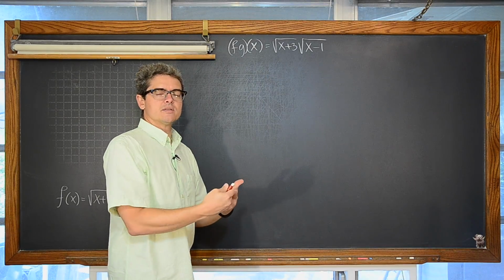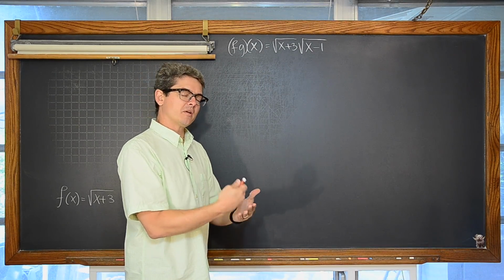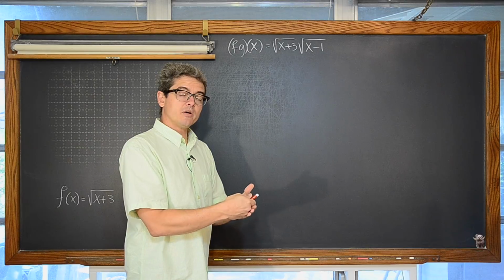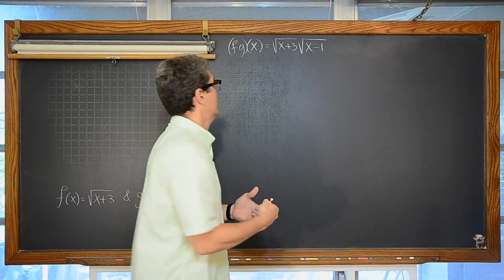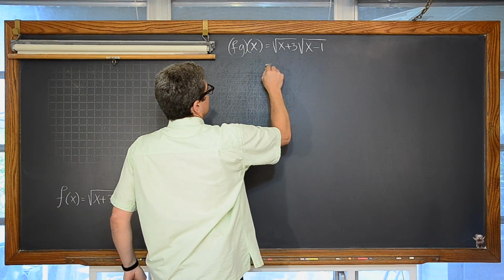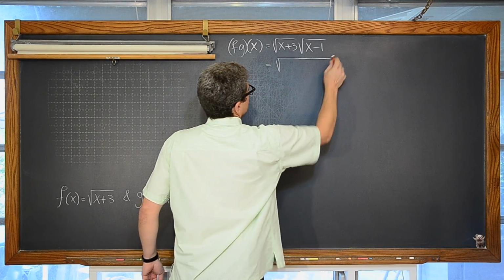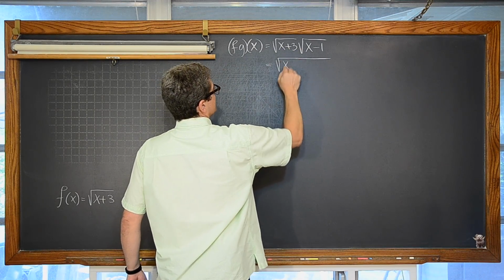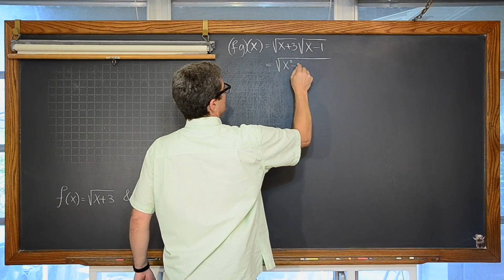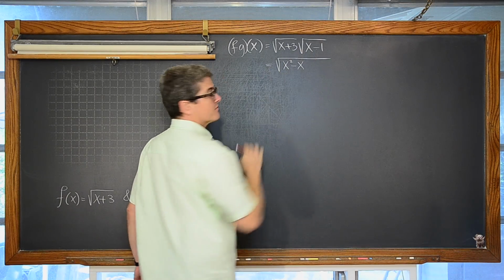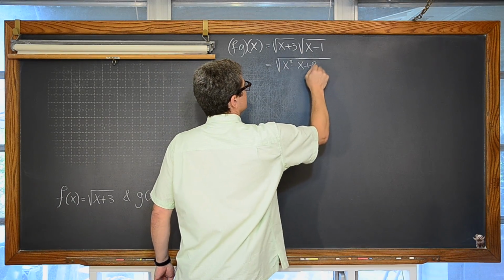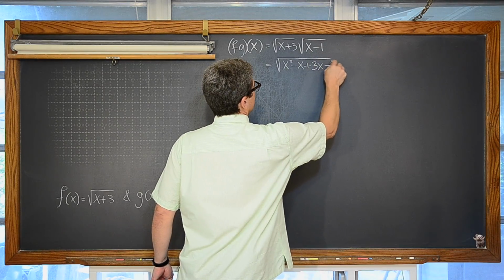And I didn't rationalize the denominator for the previous question simply because I was okay with just the setup of the division and then talking about the domain. So here we have the square roots. We have x times x, which is x squared. x times negative 1 is negative 1x. We have 3 times x, which is positive 3x. And then 3 times negative 1 is negative 3.